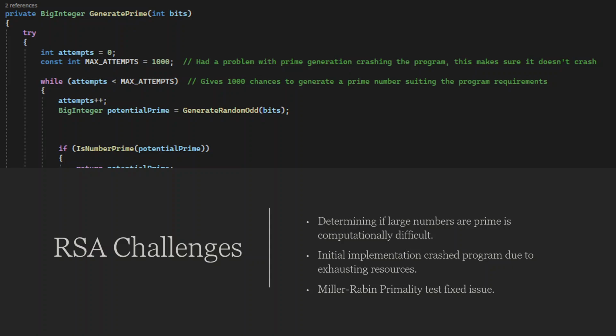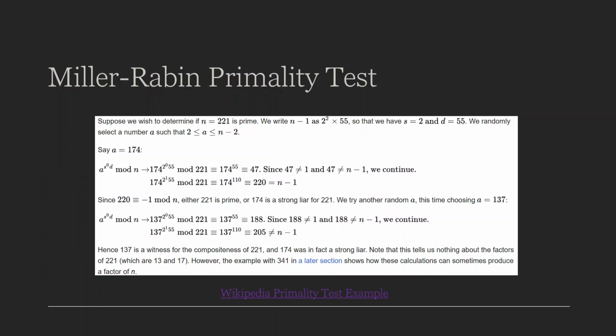And that was mainly due to the way I was checking if a number is prime. The initial way I was doing it was kind of basic, and it wasn't working well with large prime numbers. It wasn't working well to test super large numbers if they're prime or not. So to fix this, I did a little bit of research and came up with the Miller-Rabin primality test, and this managed to fix my issue of the program crashing.